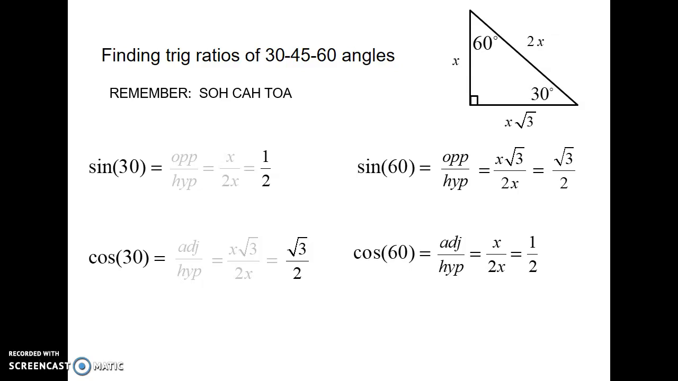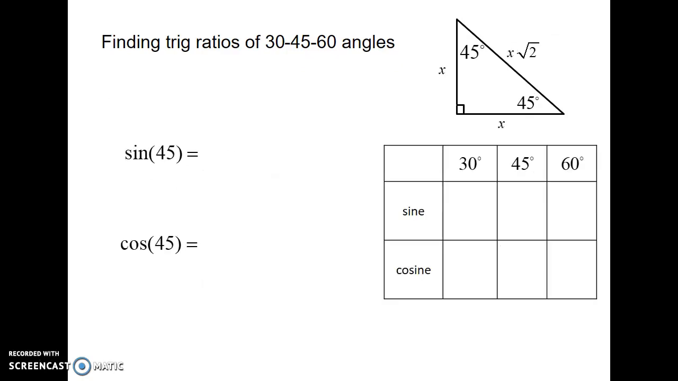Okay, there's one more triangle that's important to us, and that is the 45, 45, 90 triangle, which we see here. If we're looking at a 45, 45, 90 triangle, it doesn't make a difference which angle you look at, because the sides that are opposite and adjacent for a 45, 45, 90 triangle are both going to be x. This is another example of a triangle from Math 2 that you should have done, where you looked at the special relationships between the sides of a 45, 45, 90 triangle.